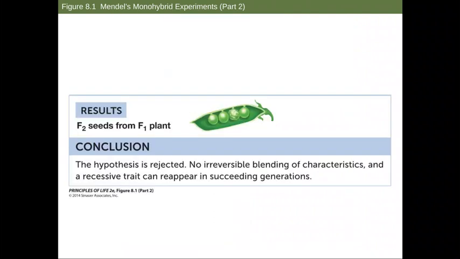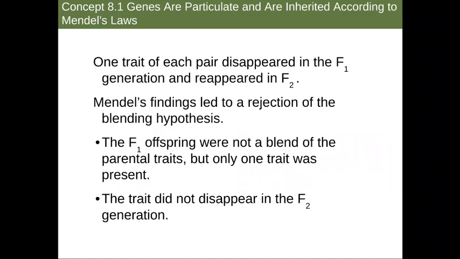Okay, so because of this, the hypothesis was rejected. There was no irreversible blending of characteristics, and he found that it didn't disappear. This is the F2 seeds. It was that it was covered up by the dominant allele, which we'll get to in a second. So one trait of each pair disappeared in the F1 generation, then reappeared in the F2.